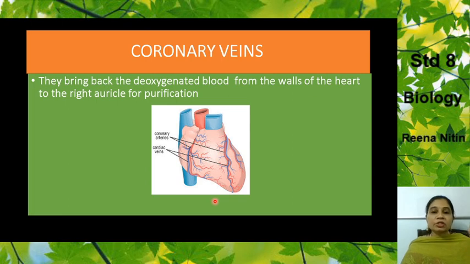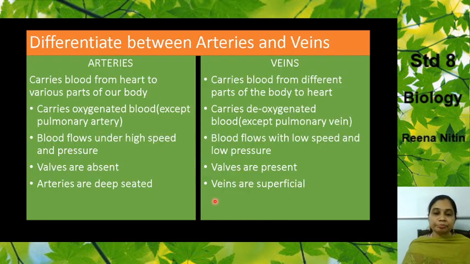Now, the coronary vein is just the reverse of the coronary artery. Coronary artery is carrying the pure blood. In the same way, coronary vein is carrying the impure blood. Once the exchange of gases and exchange of nutrients has taken place, what will happen? The blood will become impure. So the coronary vein will take the blood away from the heart. This is done by the coronary vein, which is taking the impure blood away from your heart towards the right auricle for purification.